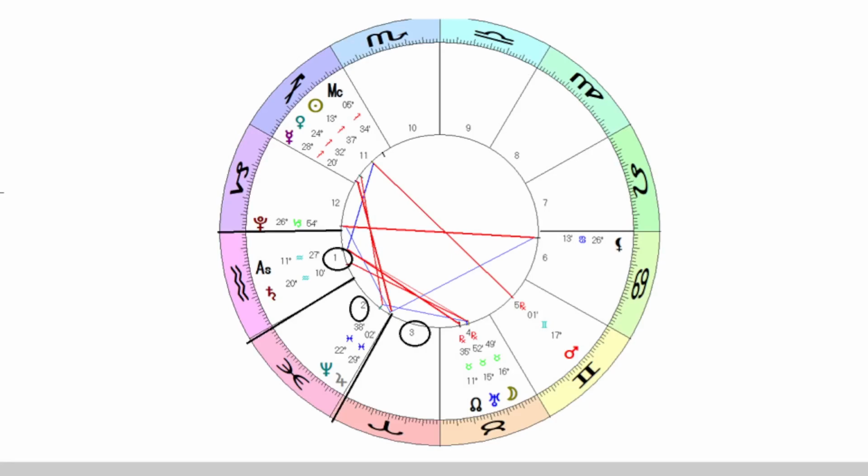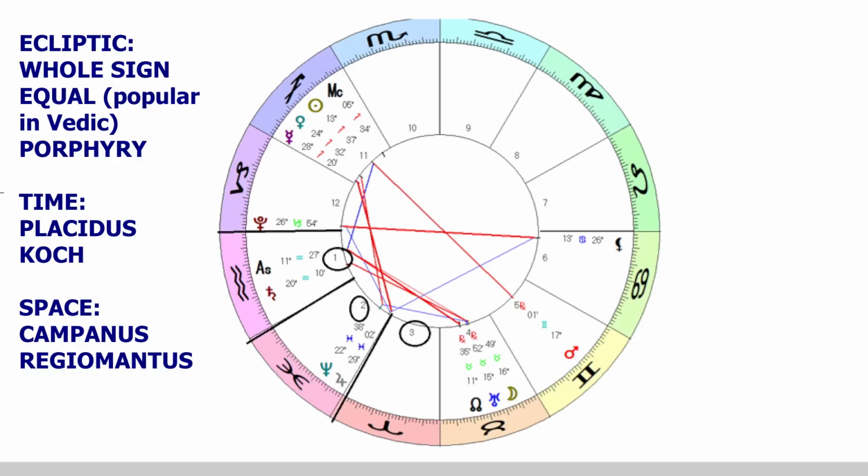But basically the houses can be divided up using the ecliptic, which would include equal house system and quadrant house systems, including Porphyry system, which I'll show you. You can also divide up the house systems based on time, and that would include Placidus and Koch. And then there's other ways that you can divide up the house systems based on space, which we're not really going to get into. But I will show you the equal house system, the Porphyry house system, which is a quadrant system. I'll show you Placidus and I'll show you Koch.